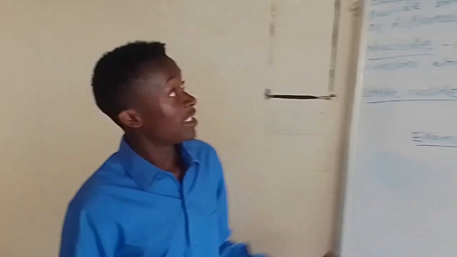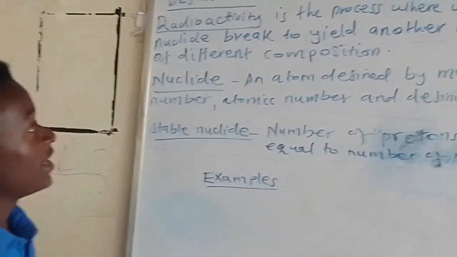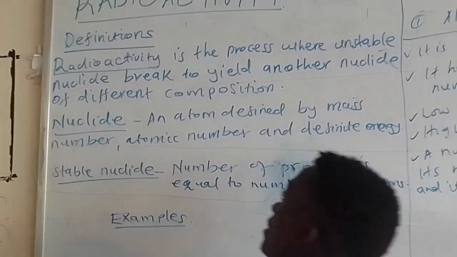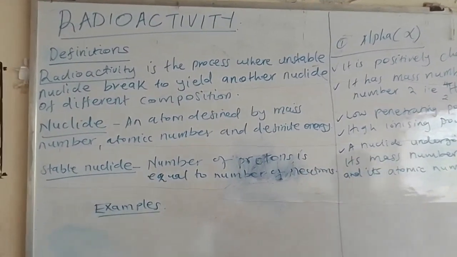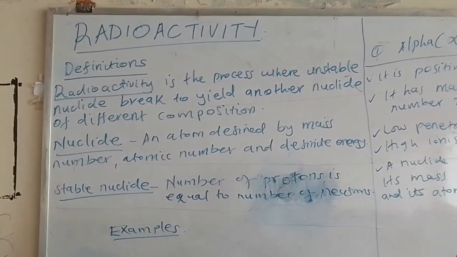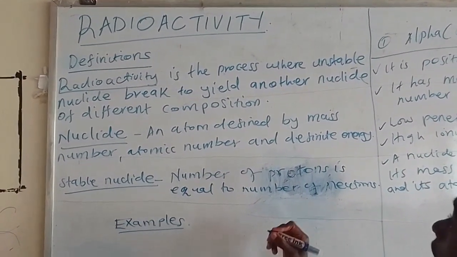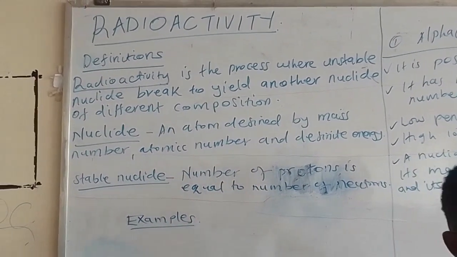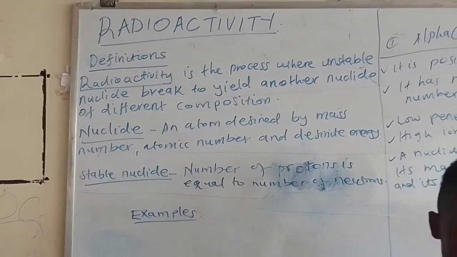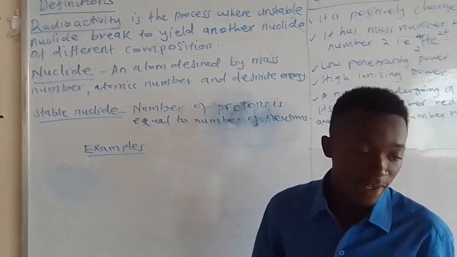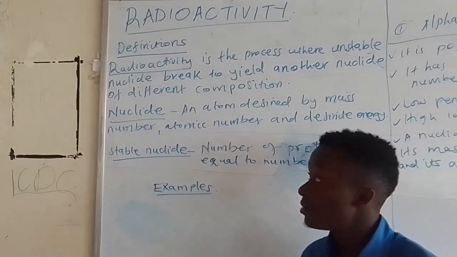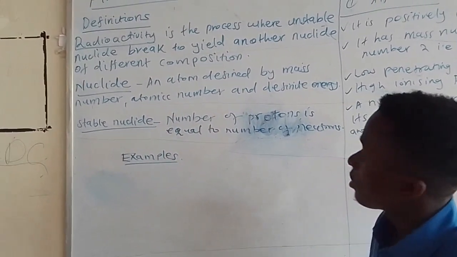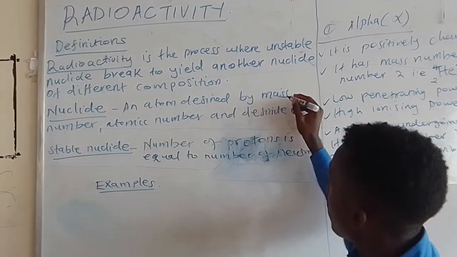So the term radioactivity, we will start by defining the term radioactivity. What do we mean by radioactivity? Radioactivity is the process where unstable nuclide break to yield another nuclide of different composition. In short, we can say that radioactivity is the spontaneous disintegration or decaying of unstable nuclide. It's simply the decomposition of a nuclide. So what do we mean by a nuclide? That is our second thing.